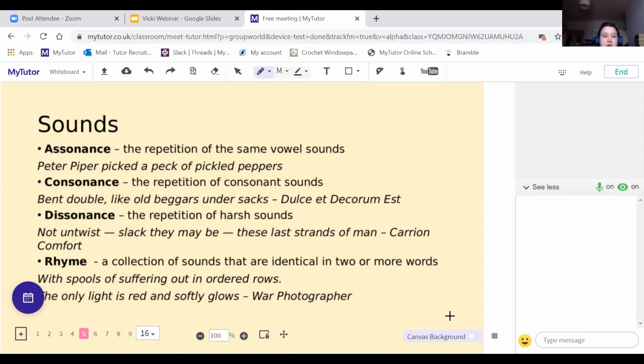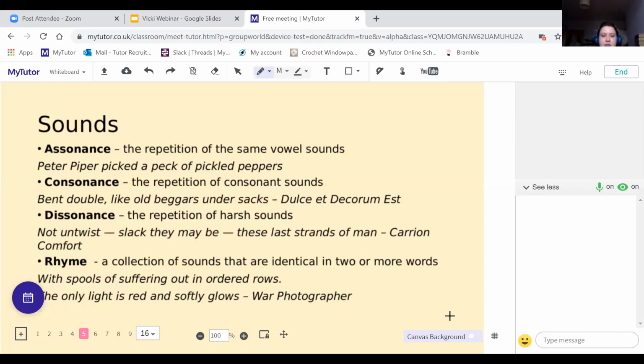Consonants, so repetition of consonant sounds. So this one I've picked out from Dulce et Decorum Est, which is Wilfred Owen, so bent double like old beggars under sacks. So the repetition of consonant sounds there are the b and the d sounds, which are plosives, which I think some of you guys have come up with before as features. So I will go over that with you in a minute.